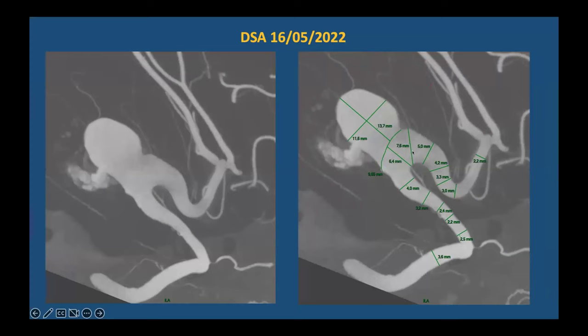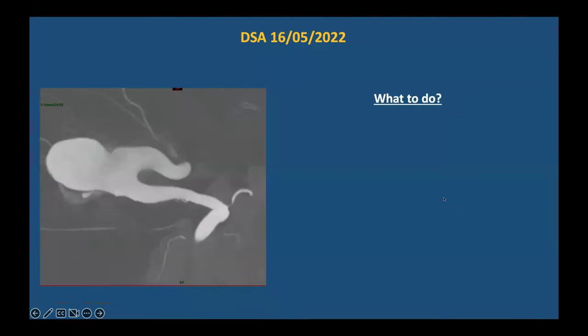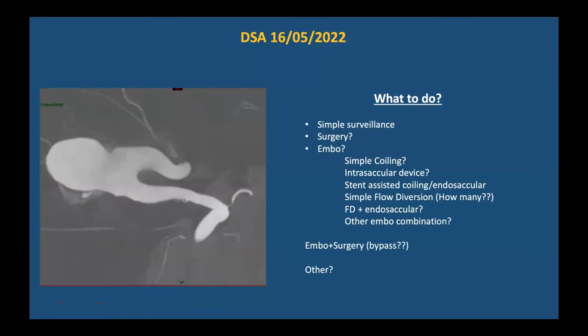It's quite 8 millimeter. And then it's a small carotid in the supraclinoid segment, like 2.4, and then it becomes a little bit smaller here in the MCA part, of course. So I took some measurement, and so I asked her what to do. There were several options, of course, and of course we decided to go for an endovascular treatment.